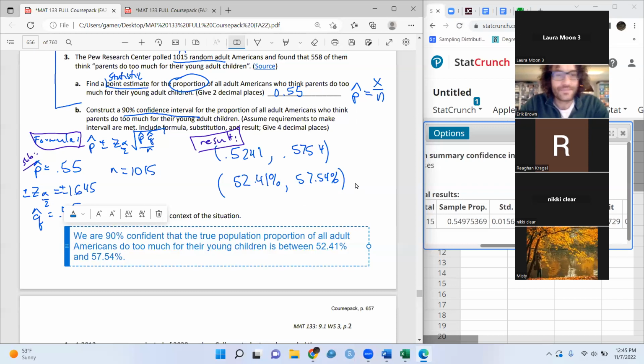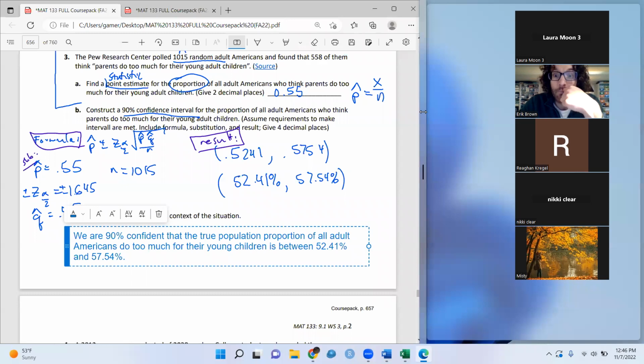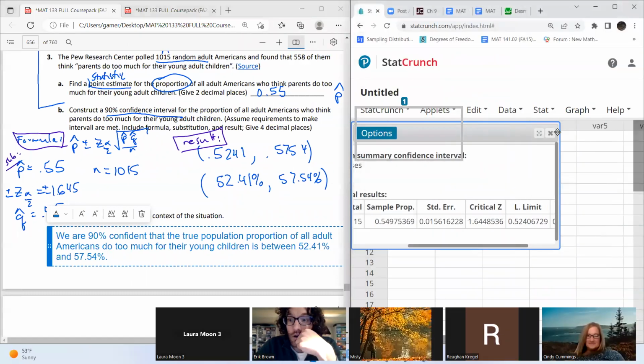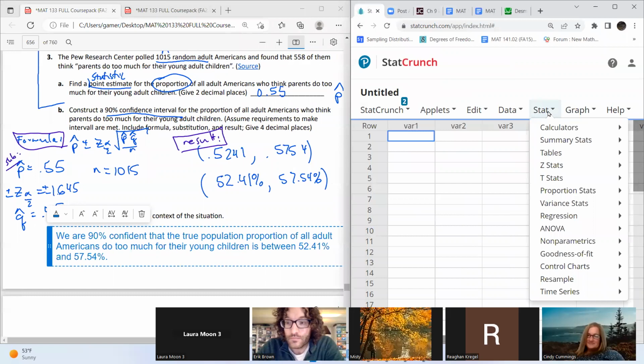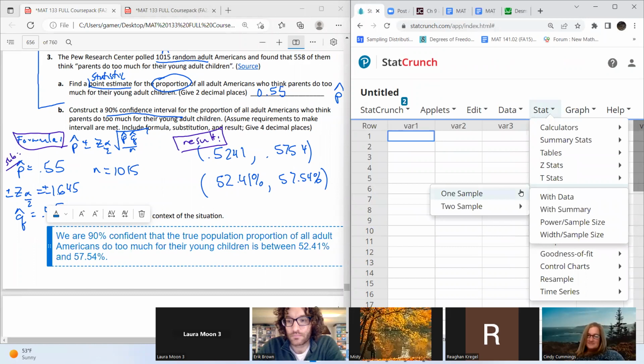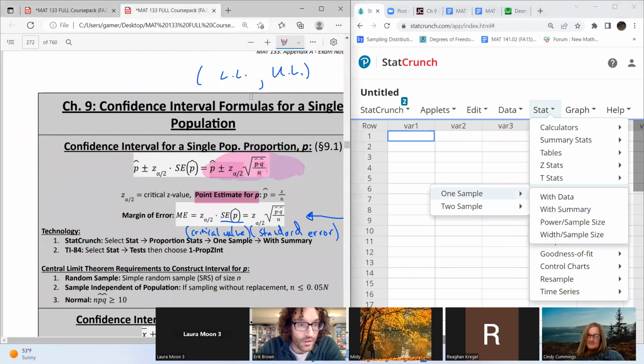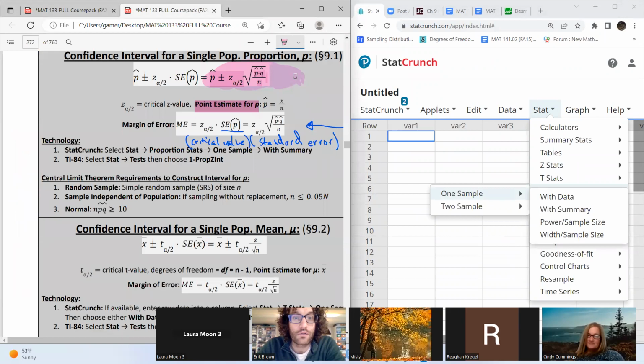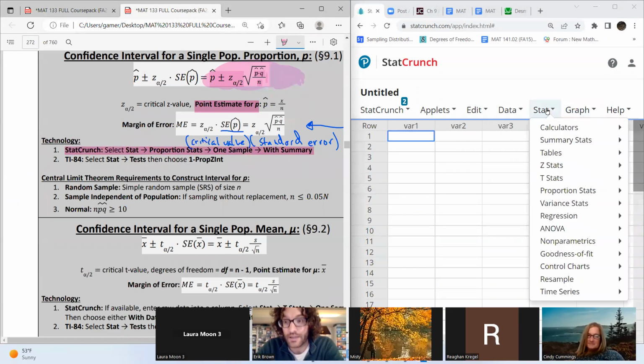Can you show me the StatCrunch steps again slower? Yes, most definitely. So you go to Stat, Proportion Stats, and One Sample. Then With Summary. Before I click further on that, let me show you how we list it out for you here as well. This tells you where to go in StatCrunch in case you forget down the road. It's right there saved for you.